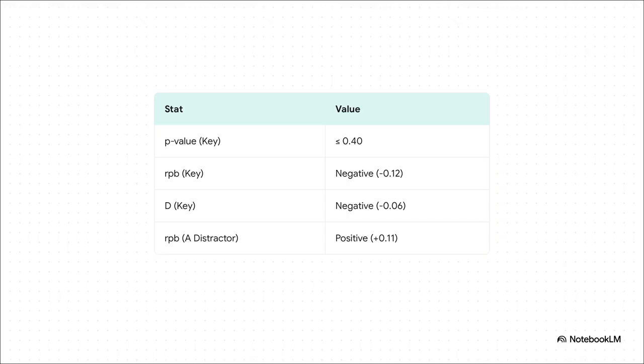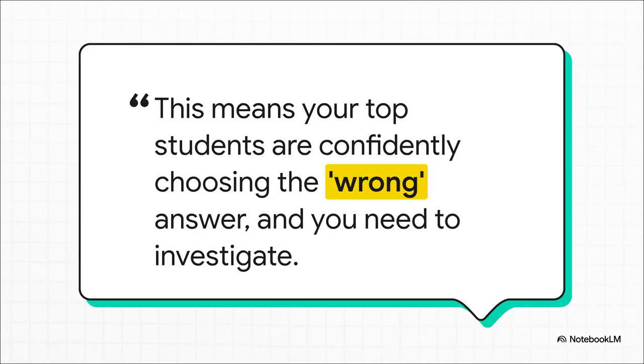The p-value for what you thought was the key is low. And look at this, the discrimination and the point biserial for the key are both negative. But then one of your distractors has a positive point biserial. The data here is telling you a very clear story. Your best students, the ones who know this stuff cold, are systematically avoiding your so-called correct answer, and they're picking something else instead. In fact, that other option is actually behaving like the real key.